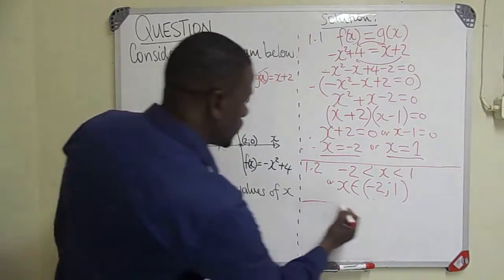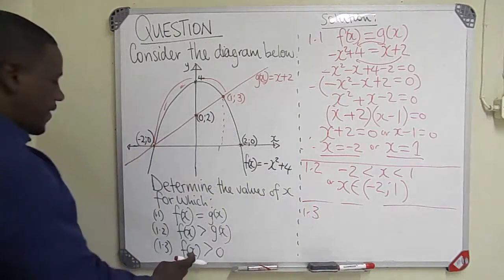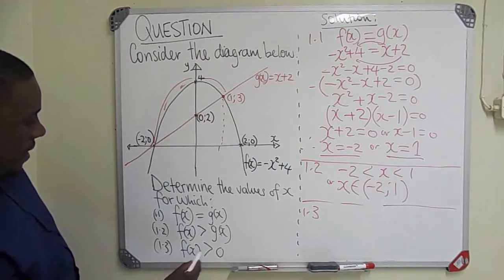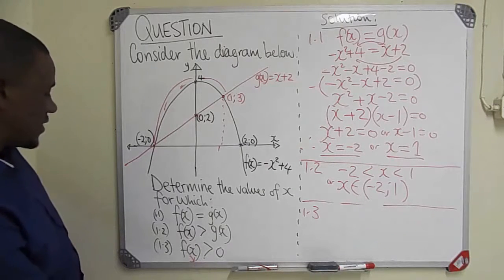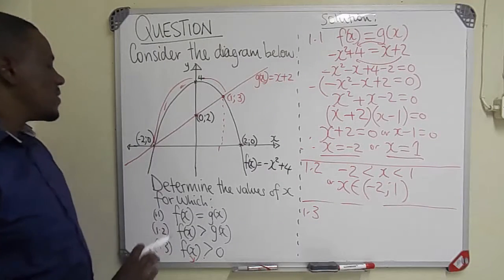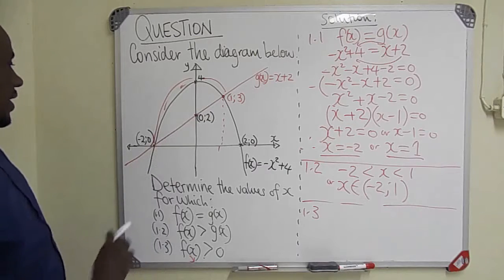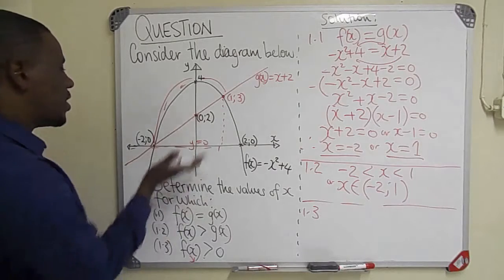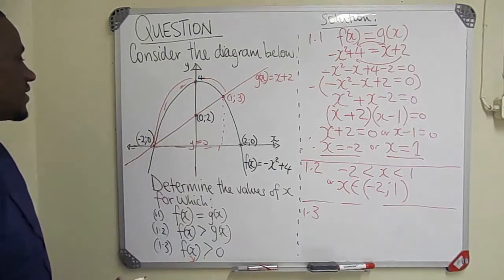We go to the next one, 1.3. F of x is greater than 0. Remember, our f of x is the same as y. Y is greater than 0. So we go and see where the graph intersects with the x-axis. Remember, this line here is y is equal to 0. Above is greater than 0. Below this line is less than 0.